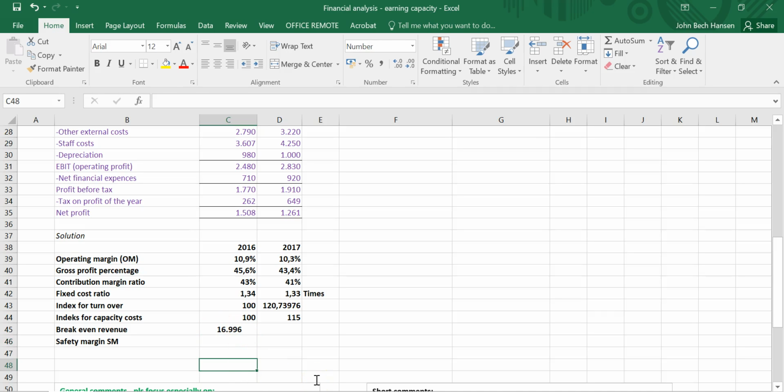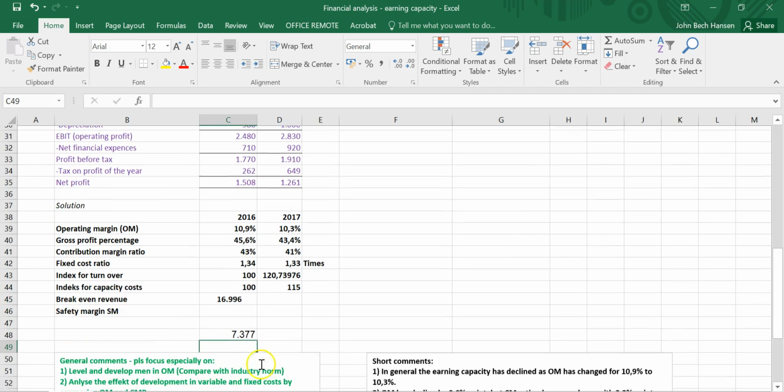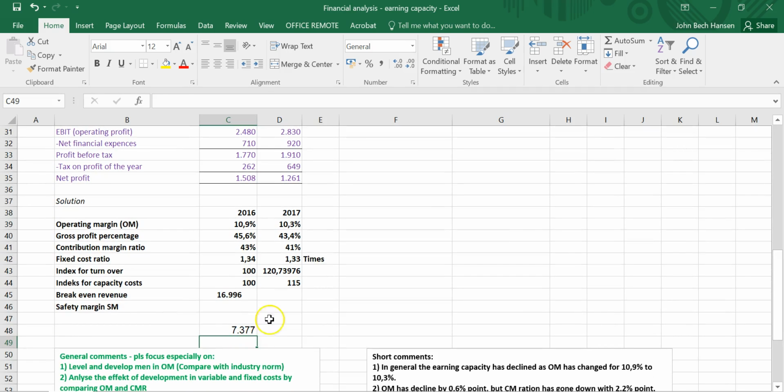Now, some of you might say, could this be true that we can have a break-even if we sell with a turnover, a revenue of 16,996? And I can prove it because we know that we have a contribution margin of 43% of our turnover. So if I take this one here and multiply by the contribution margin ratio, I will generate a contribution margin, CM2, of 7,337,000.